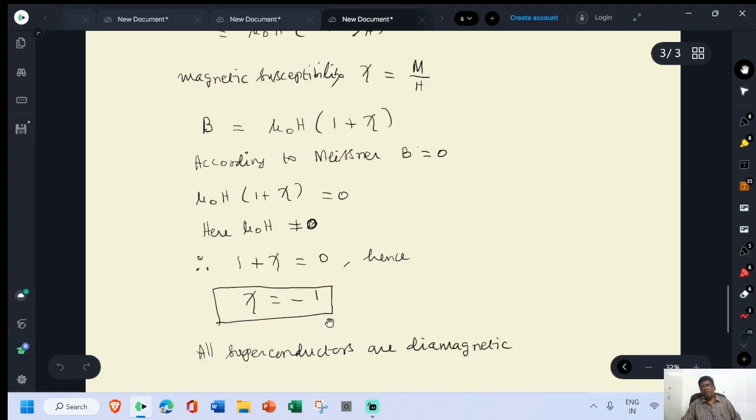Negative susceptibility is possible for diamagnetic materials. Then we may say that all superconductors are diamagnetic in nature. If I say a superconductor, it should have the diamagnetic property.